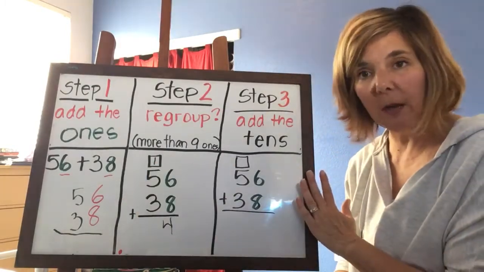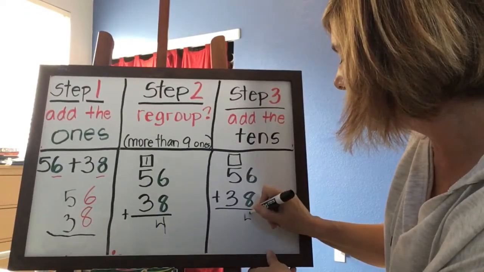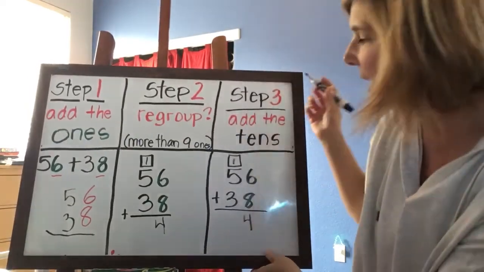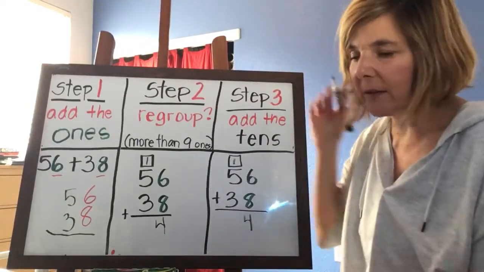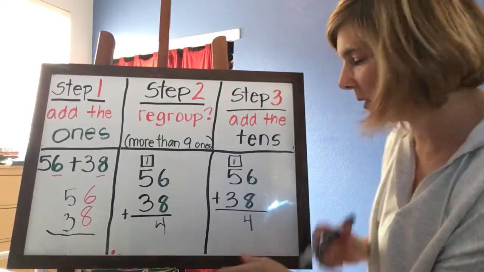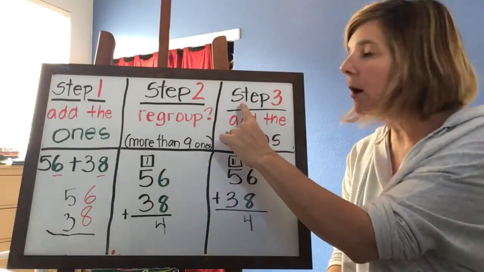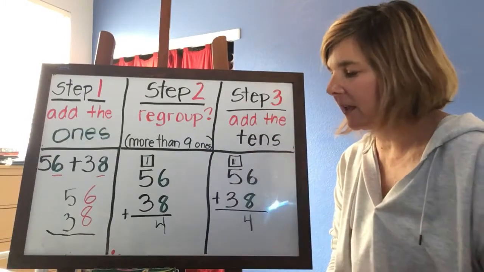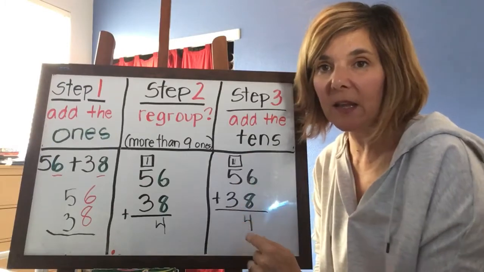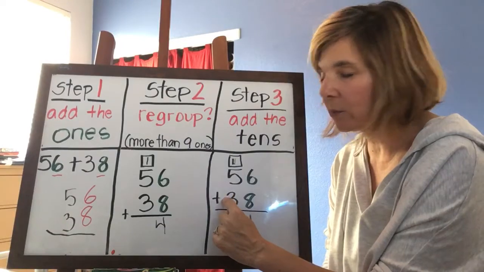Okay, so let's go over here now. Now we already know that we had to regroup and our 4 goes here and our 1 goes here. The third step is to add the ones. And I'm sorry, friends, my markers have gone dry during my lesson, but you see it. It's a 4 here and a 1 here. Okay, now let's go to step 3. Add the tens. I took care of my ones. I added them. Now I need to add my tens. 1 plus 5 plus 3.